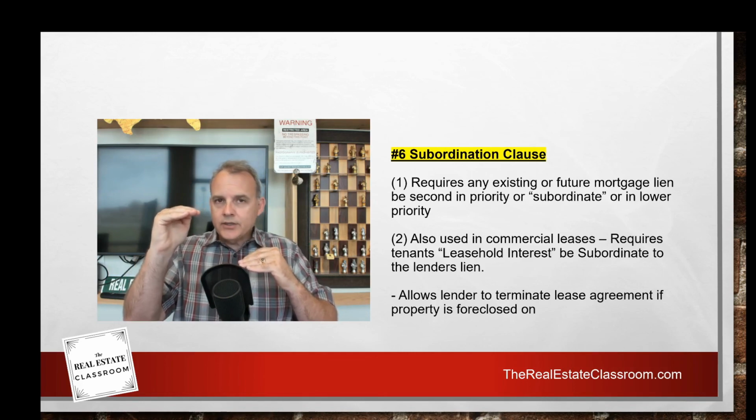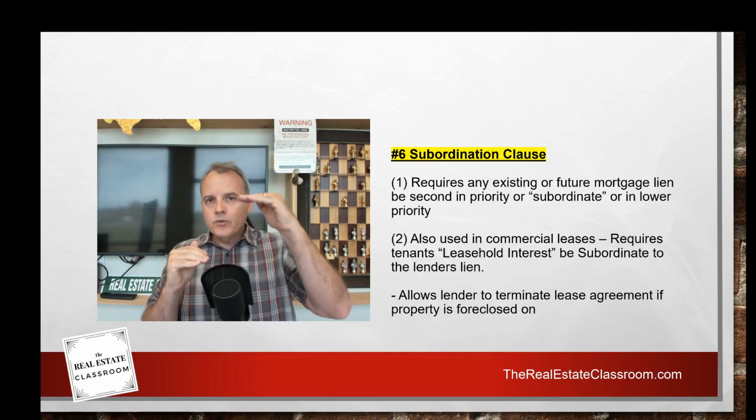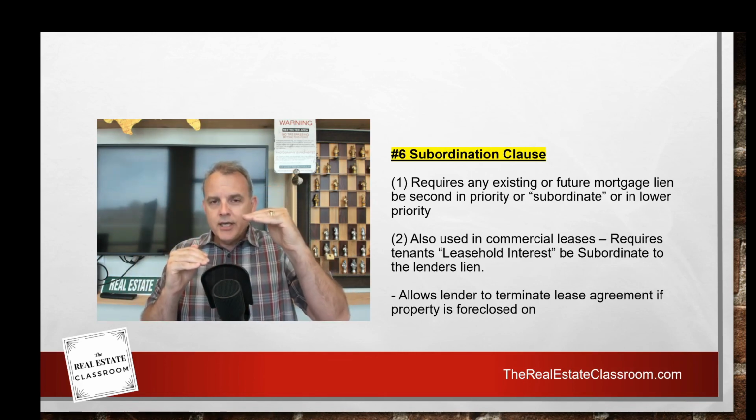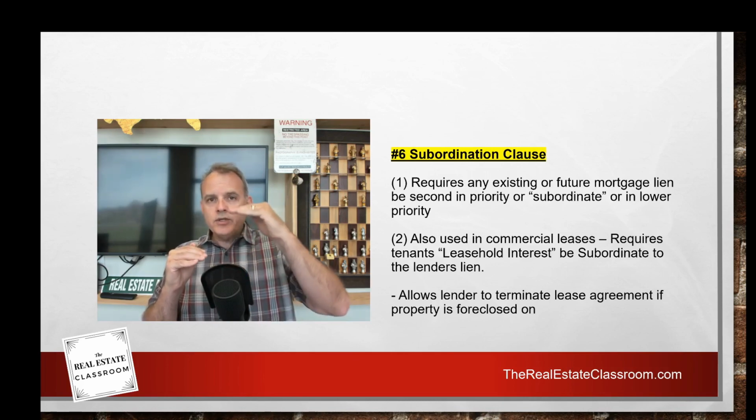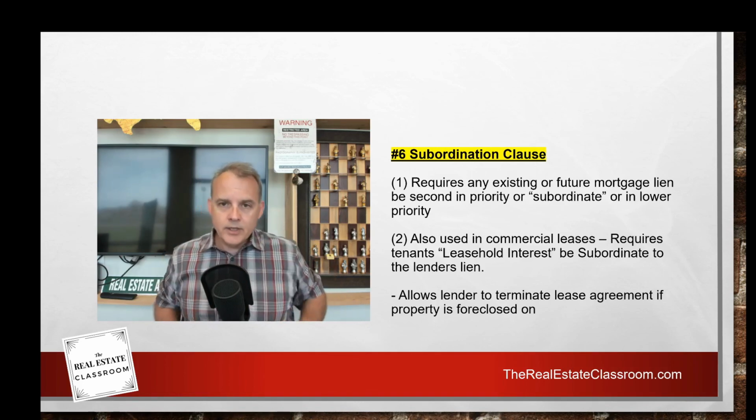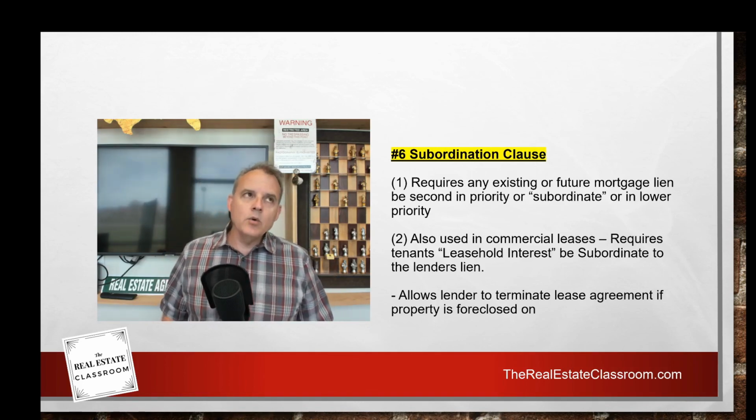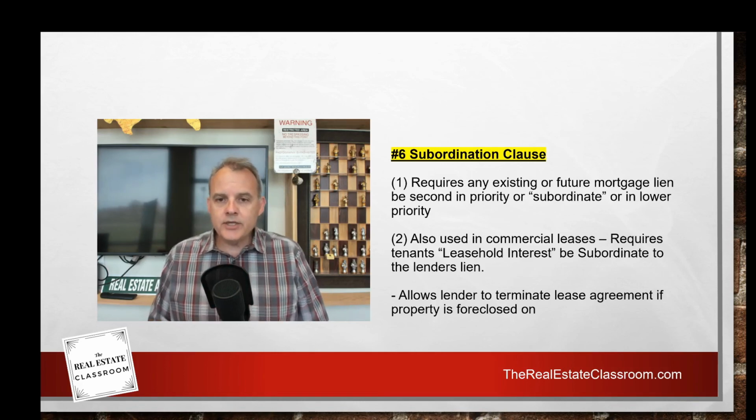And most lenders don't like that. So if you're going to refinance your first mortgage, then whoever you're refinancing with is going to require the second mortgage to subordinate. It's called a subordination agreement, to guarantee that the new loan is going to be in first priority. That is one aspect of a subordination clause.